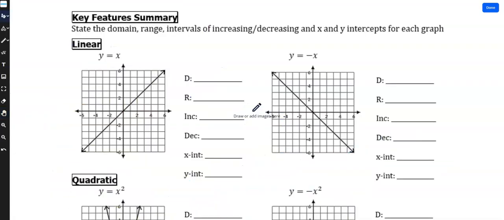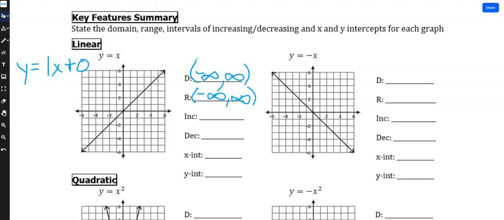Okay, so key features here: domain, range, intervals of increasing, decreasing, x and y intercepts for each graph. So some of the things we've been working on each day. So we're starting off with y equals x. Just a basic, you could write that y equals 1x plus 0 if you wanted to. Same exact thing. Slope of 1 goes through the origin. Domain, remember if you smash it all onto the x and y axis, the x-axis first, you'd go from -infinity to +infinity. If you smashed it all on the y-axis, the same exact thing would happen to the y-axis.